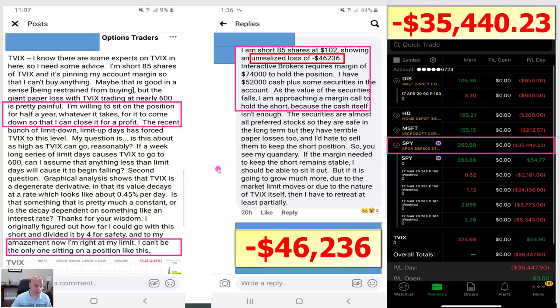The market can stay irrational longer than you can stay solvent, okay? But "to my amazement, I'm right at my limit. I can't be the only one sitting on a position like this." So this person is now looking for the misery loves company theory. Oh, well, it can't just be me. I'm not the only one in the world this dumb. There must be other people that are this dumb. Let's all get together so we can sing Kumbaya as we all lose money, because we're so smart that we're dumb enough to wait for this to come back.